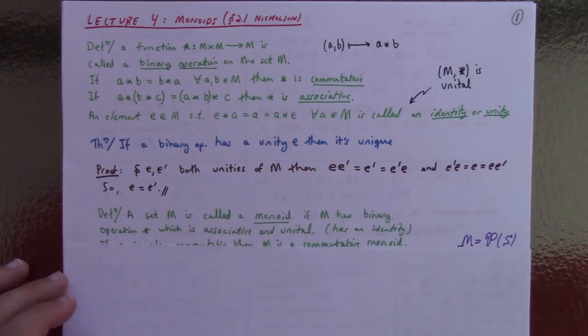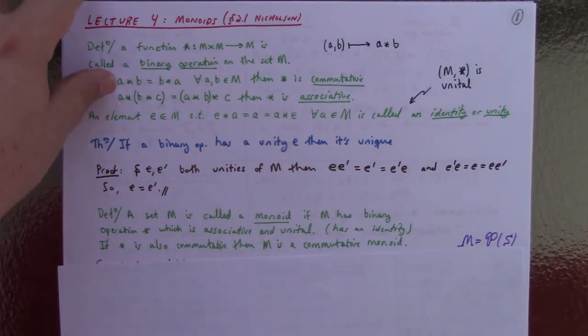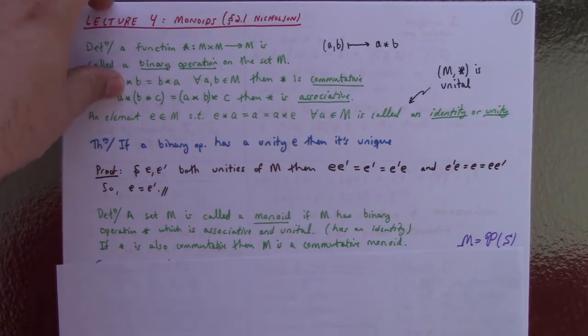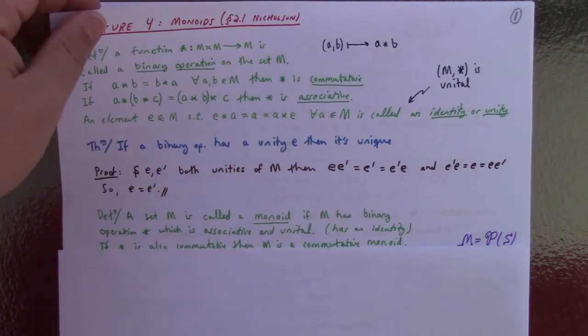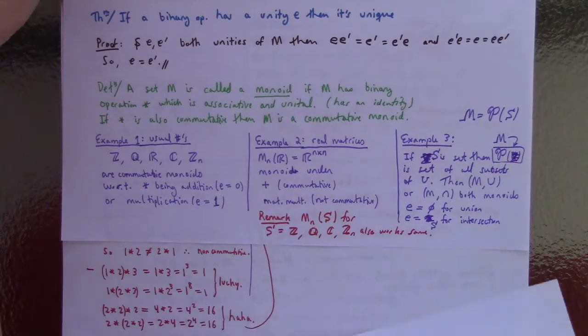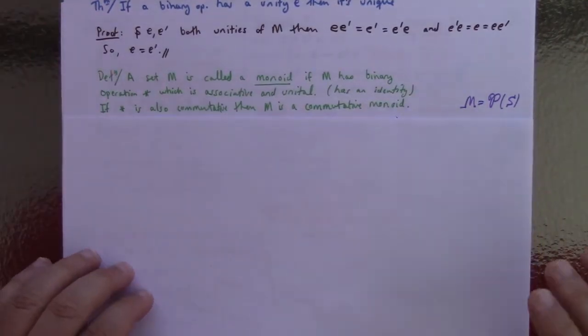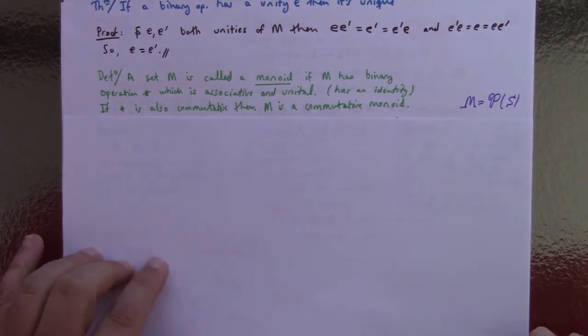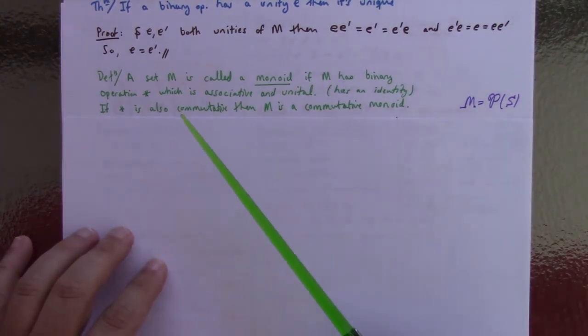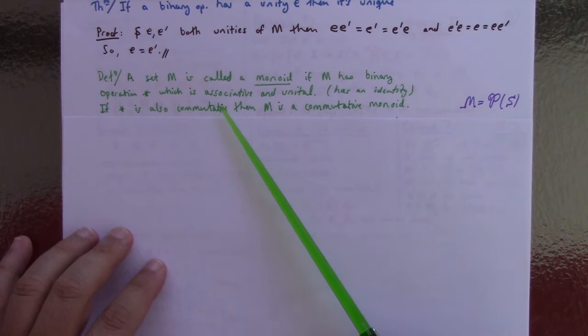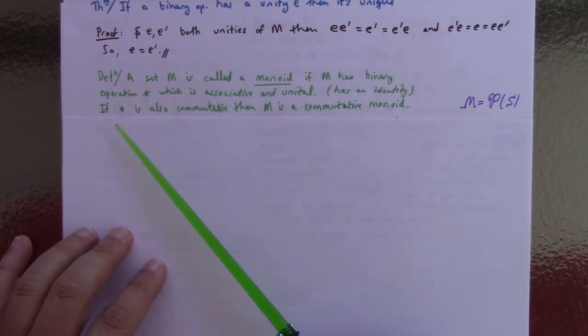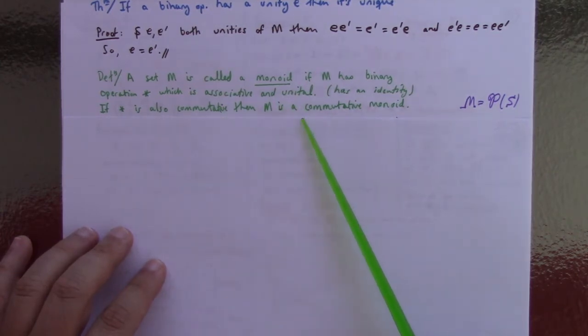So that brings us to our next and probably central definition of this lecture, which is that a set M is called a monoid if M has a binary operation star, which is associative and unital. If star is also commutative, then M is a commutative monoid.